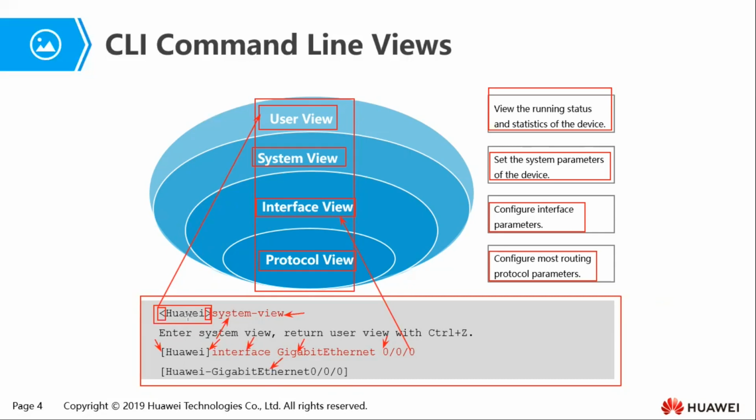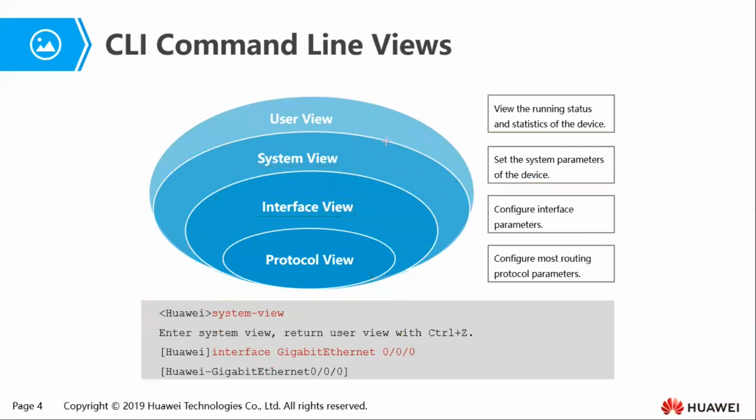Now, so far you've been seeing this Huawei, Huawei, Huawei. This is the name of the device. So when you enter the interface view, the prompt changes to the name of the device, hyphen, then the name of the interface and the number of the interface. And therefore, at this prompt, you can now set a number of parameters that are related to this particular interface. For example, the IP address, as we are going to see shortly. So please remember these views.